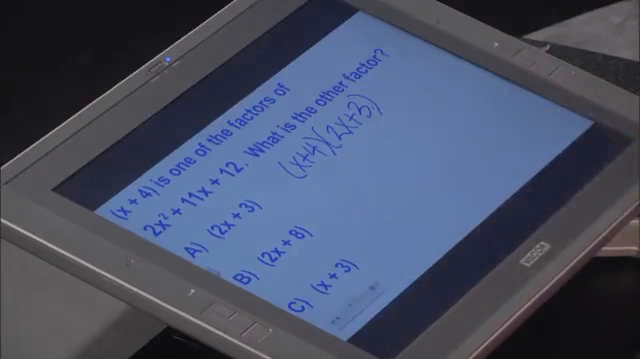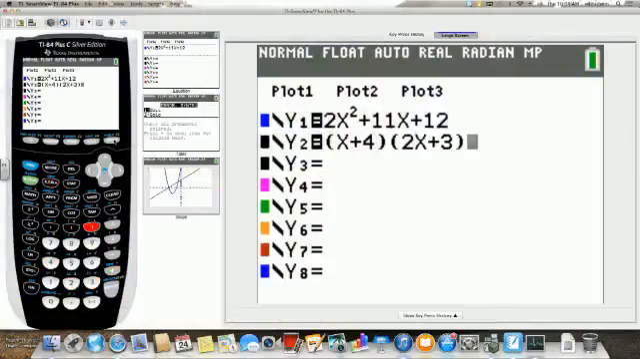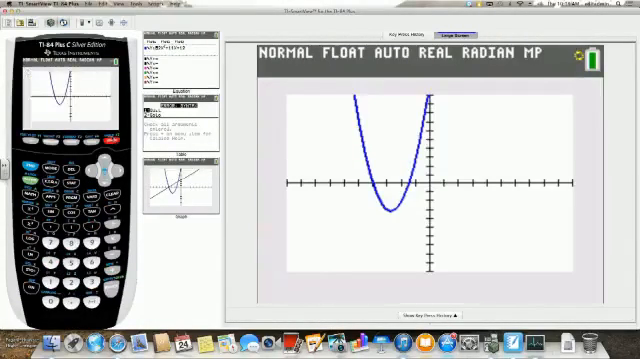Let's see what it looks like. X plus 4, 2x plus 3. Okay, so I've got that in y2. I'm going to go ahead and hit graph. And let's see. What do you know? This one was A. That black parabola completely overlapped the blue one. So what that's telling me is that those are the right pair of factors for that trinomial.